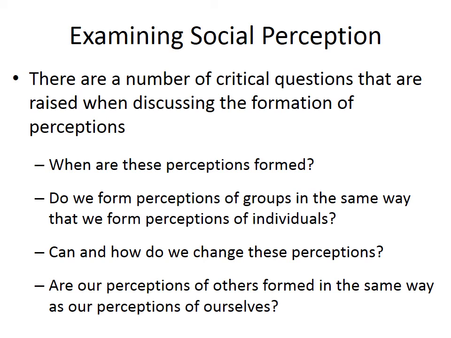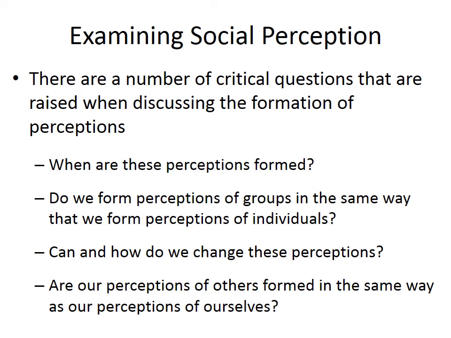If you meet somebody from, say, a neighboring school, do you form a perception of that person in a different way because you know they're from that school? Or do you form a perception of them the exact same way you would form a perception of an individual? And once these perceptions are formed, another question we can ask is, can we change them? If I don't like my neighbor, can I make myself like this particular individual? And if so, how can I actually do it?